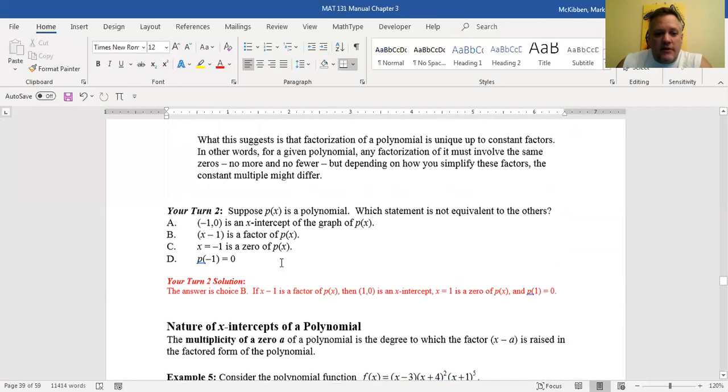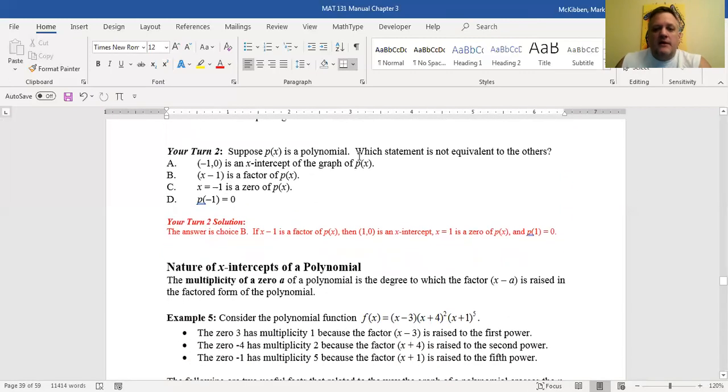So, I already had the Ortern solution. Let's talk about it. This is just a final comment on that terminology. You have a polynomial p of x, and you want to know which of those is not equivalent to the others. So (-1, 0) is an x-intercept of the graph of p of x.